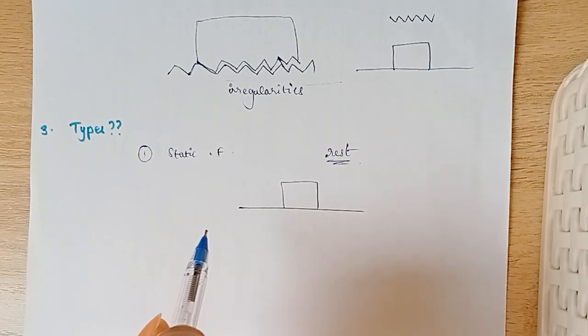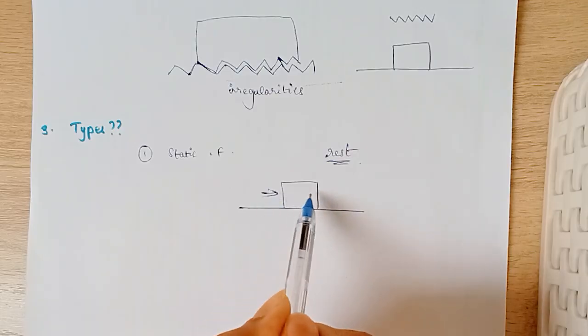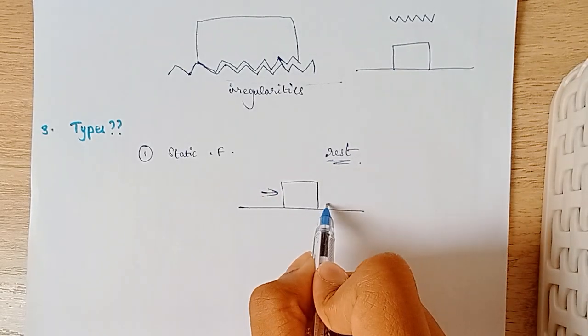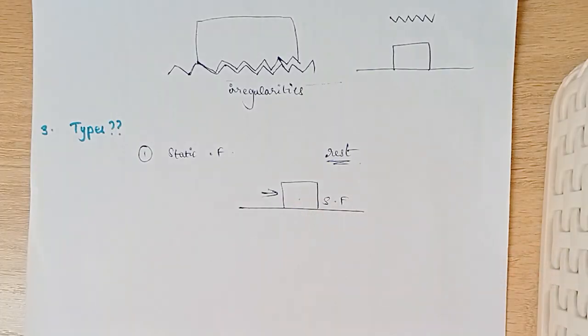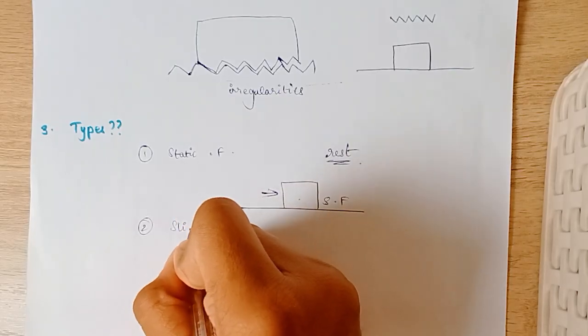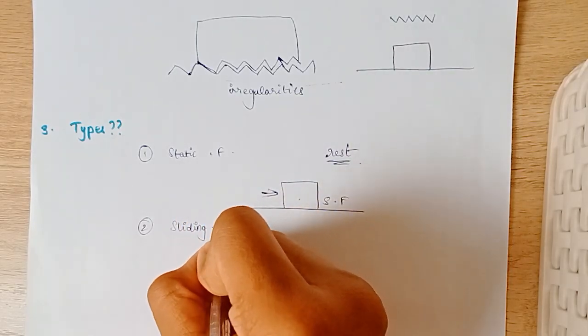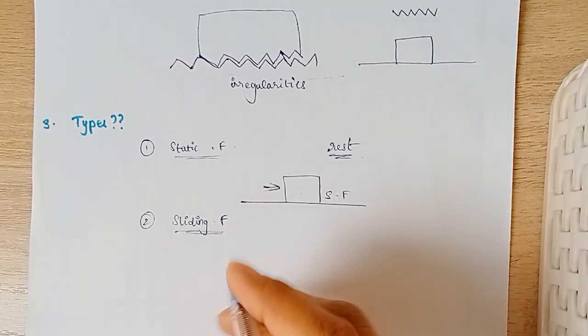For example, when we push this box, it doesn't move all of a sudden, right? It takes some time to move. Why? Because of static friction present between the object and the surface. The next type of friction is sliding friction. So just like the name, this friction acts on the body when the object starts sliding.